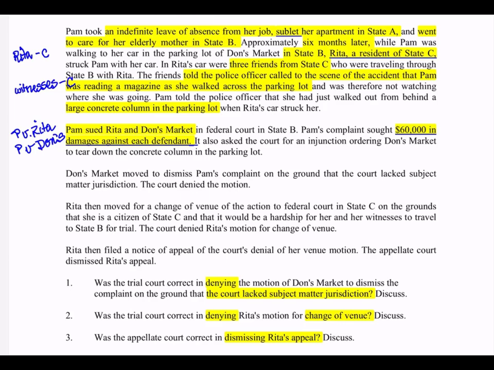The court will value the injunction and will add it to the $60,000 good faith damages claim and likely find that there is sufficient amount in controversy to have diversity jurisdiction, at least against Don's Market. Against Rita, well, the court would have to somehow find that they were joint tortfeasors so that her claim could be aggregated with the one against Don's in order to meet the amount in controversy.